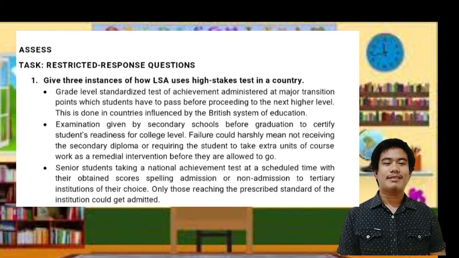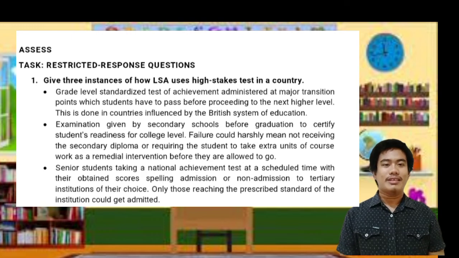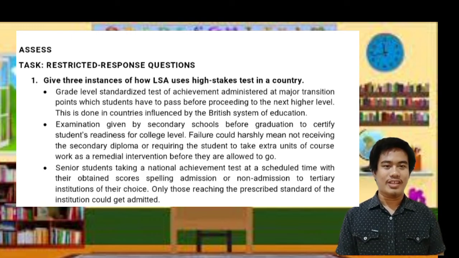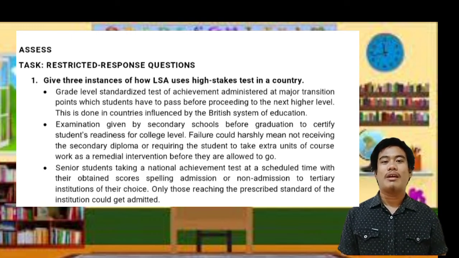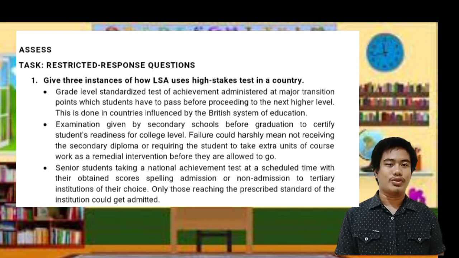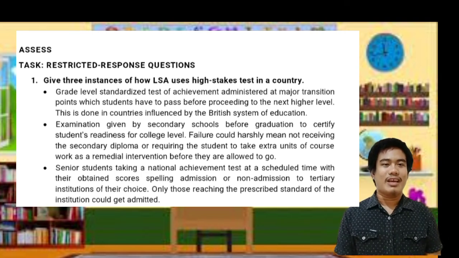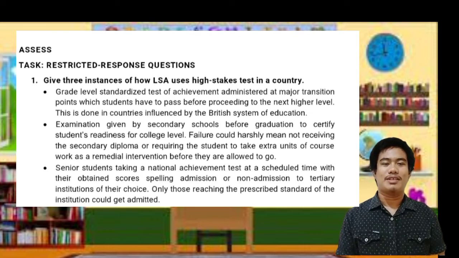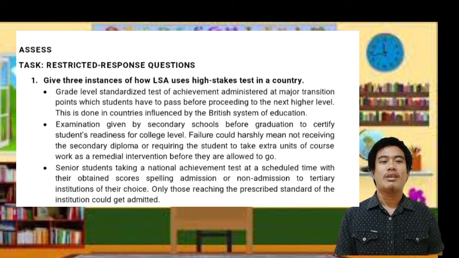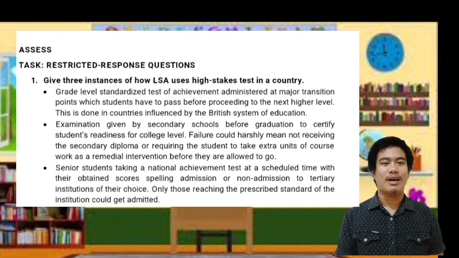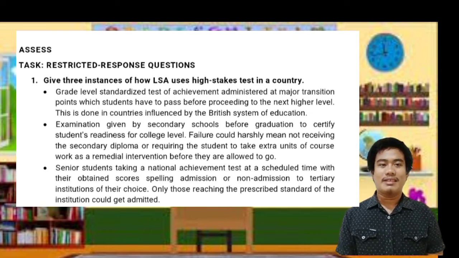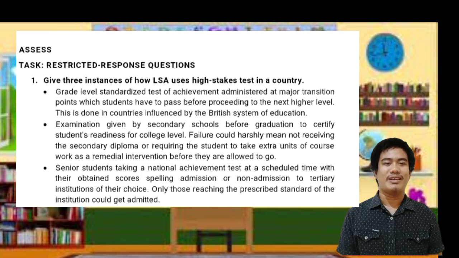Assess. Task restricted response questions. Give 3 instances of how LSA uses high-stake test in country. Okay. Grade level standardized test of achievement administered at major transition points which students have to pass before proceeding to the next higher level. This is done in countries influenced by the British system of education.